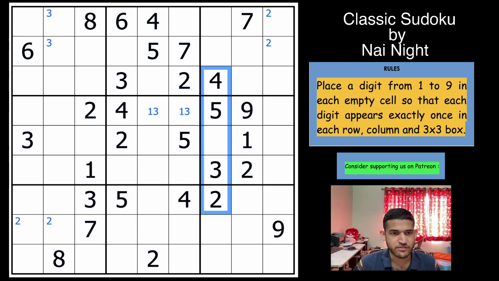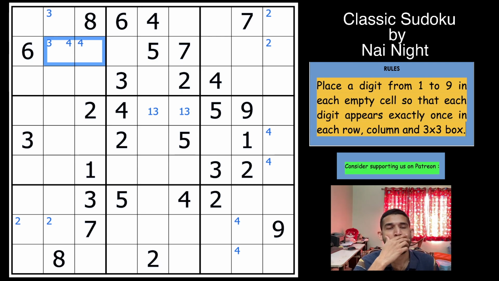4 is not in column 7, 4 is not in row 4, so 4 goes here. And following on that, 4 goes here in column 8. And 4 is in row 1 and row 3, so 4 goes here. So let's continue now. Do we have something more with the 4s? Not sure. Let's go to 5s.